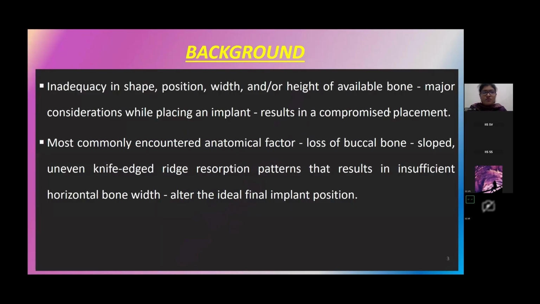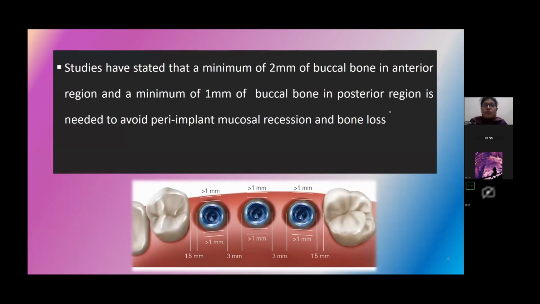placed implants? So we all know that the inadequacy in shape, position, width or height of the available bone are considered as a major consideration while placing an implant that may result in a compromised placement. And the most commonly encountered such anatomical factor is the loss of buccal bone, which might result in a sloped, uneven, knife-edge ridge resorption pattern that results in insufficient horizontal bone width and that may alter the ideal final implant position. As per the studies by Spray et al., minimum of 2 mm of buccal bone in the anterior region and minimum of 1 mm of buccal bone in the posterior region is needed to avoid peri-implant mucosal recession and bone loss.